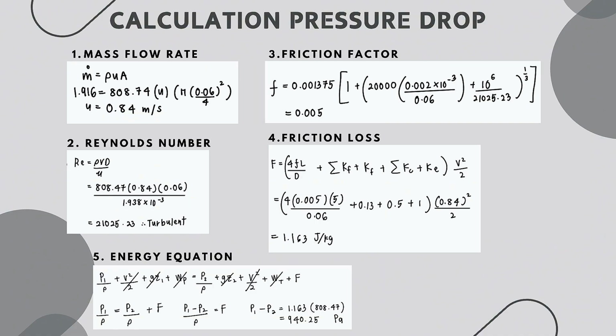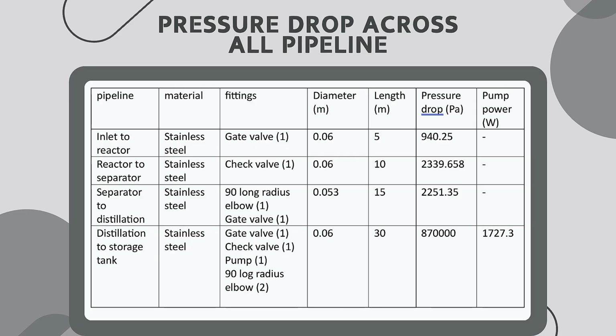Next, we find the velocity from the mass flow rate, and the Reynolds number, which is 21,025.23. It is a turbulent flow because the Reynolds number is more than 4,000. Number 3, we find the friction factor and the frictional loss by including all the fittings. In this case, we have 1.163 joule per kg. And then, we substitute the value into the energy equation to find the pressure drop. The pressure drop from feed to reactor is 940.25 Pascal. And then, this is the summary table for pressure drop, including all the fittings with the correct diameter and length.